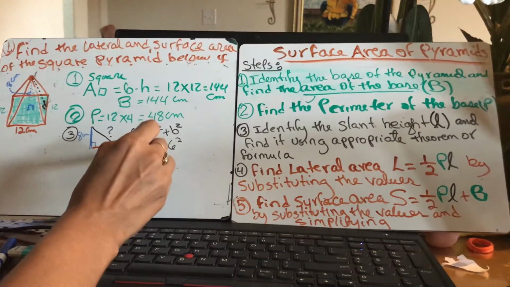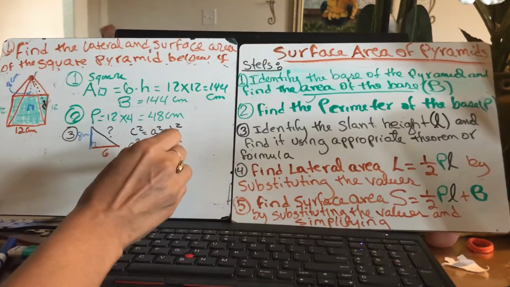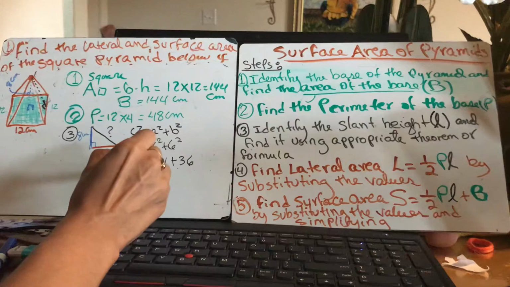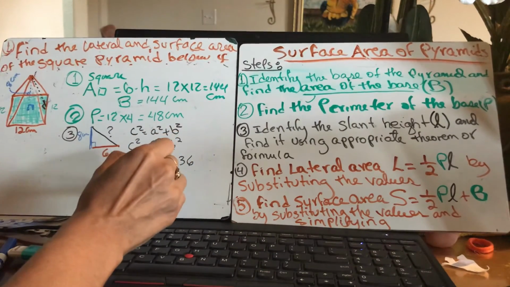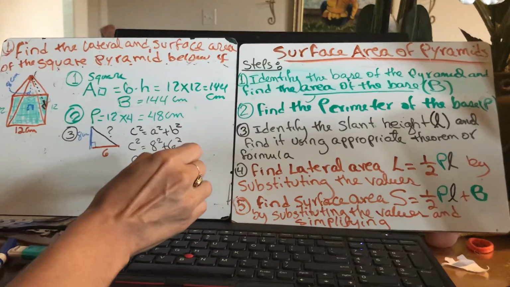C squared equals 8 times 8 is 64 plus 36, 6 times 6. C squared equals 64 plus 36, that's 100. And then c equals the square root of 100, which is 10.